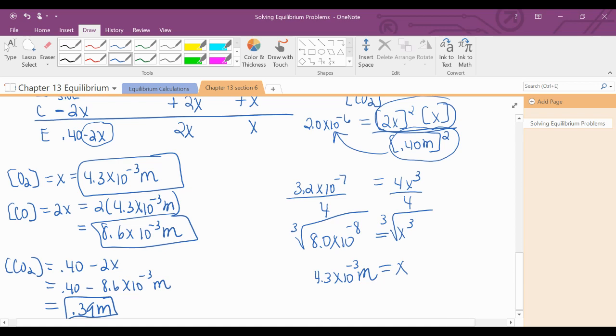Okay, so those are the two types of problems that you're going to see when we're solving equilibrium problems where I do not give you the equilibrium concentrations. You're finding those values.